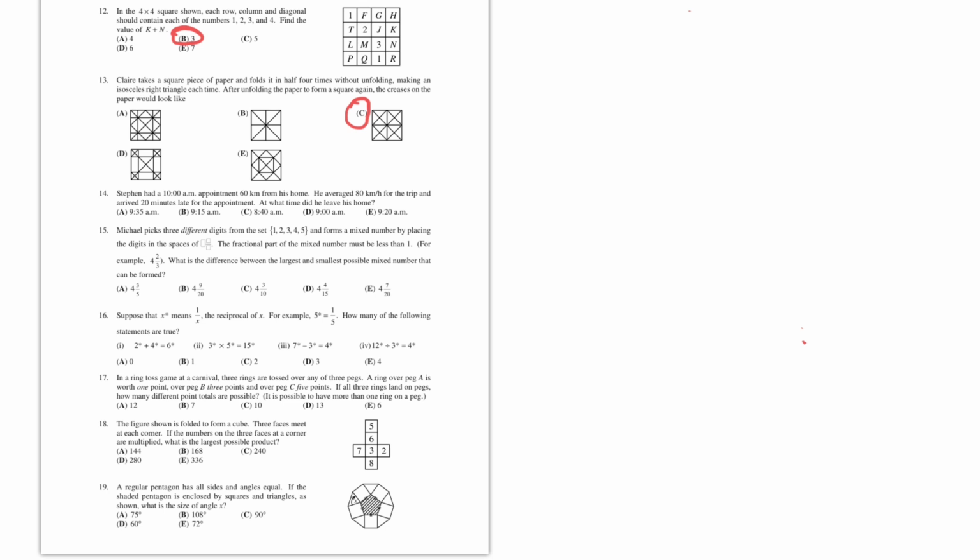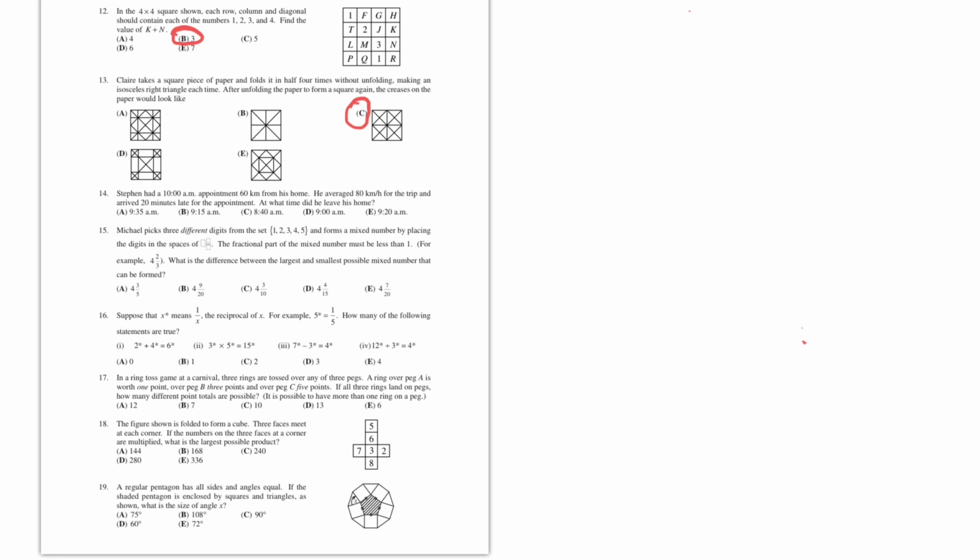Number 14. Stephen had a 10 o'clock a.m. appointment 60 kilometers from his home. He averaged 80 kilometers per hour for the trip and arrived 20 minutes late for the appointment. At what time did he leave home?